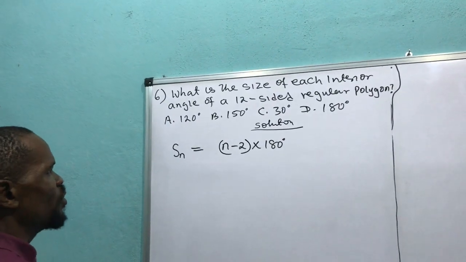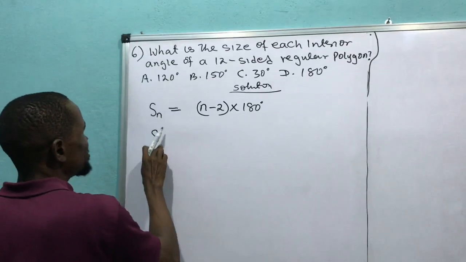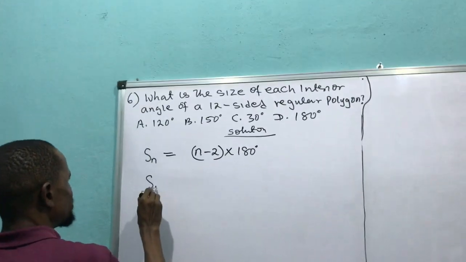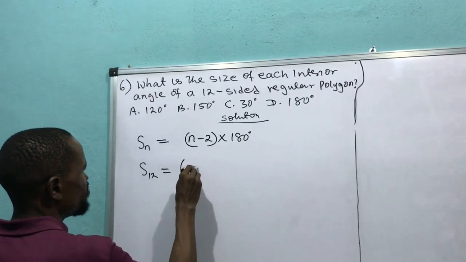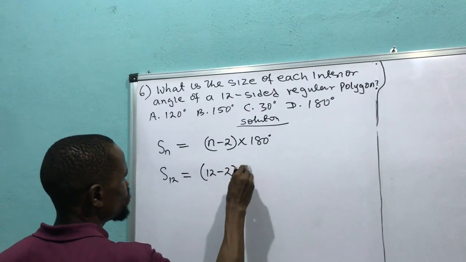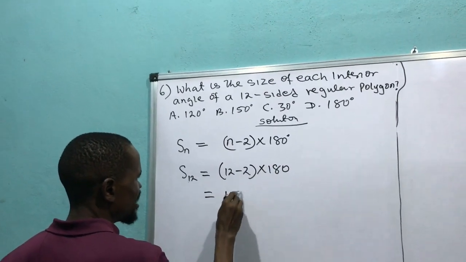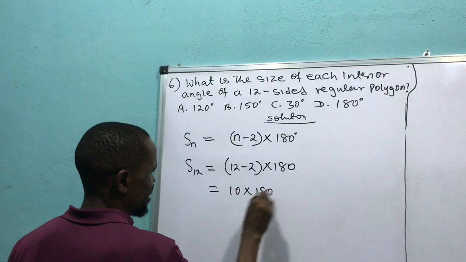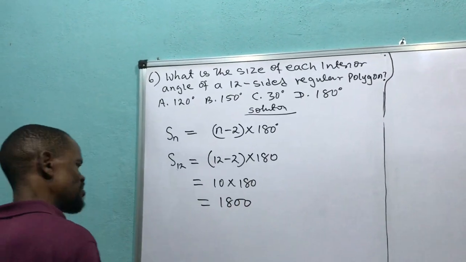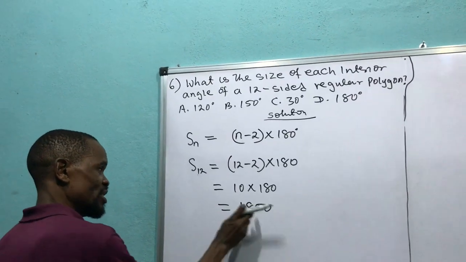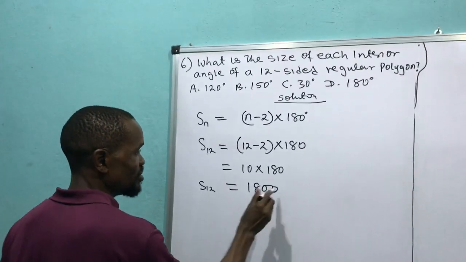Now, the polygon has 12 sides. The sum for 12 sides will give me (12 minus 2) times 180, and this will give me 10 times 180. My answer is 1,800. That means the sum of the interior angles of 12 sides is 1,800 degrees.